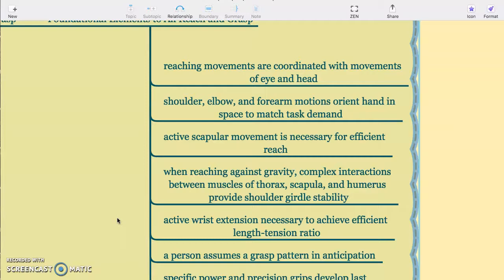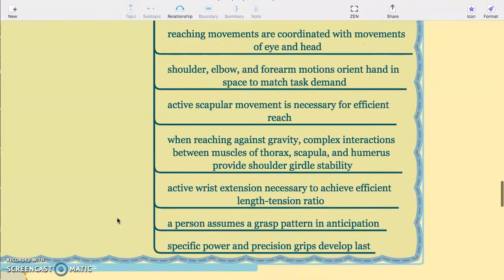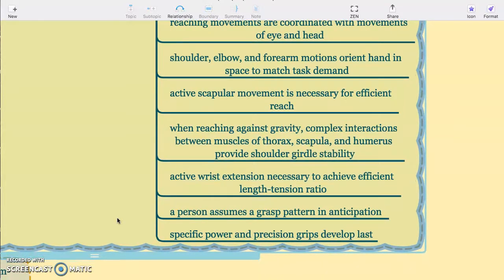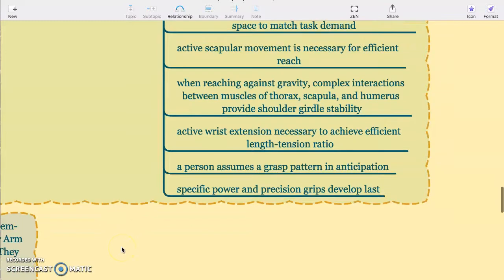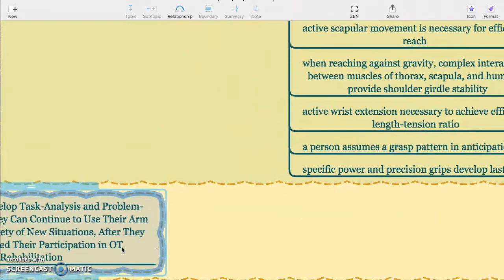Scapular movement is necessary for efficient reach. When reaching against gravity, complex interactions between muscles of the thorax, scapula, and humerus provide shoulder girdle stability. Active wrist extension is necessary to achieve an efficient length-tension ratio, a person assumes a grasp pattern in anticipation, and specific power and precision grips develop last.